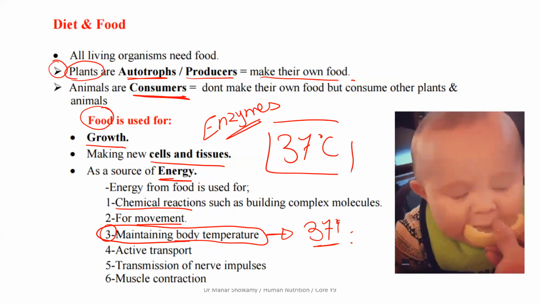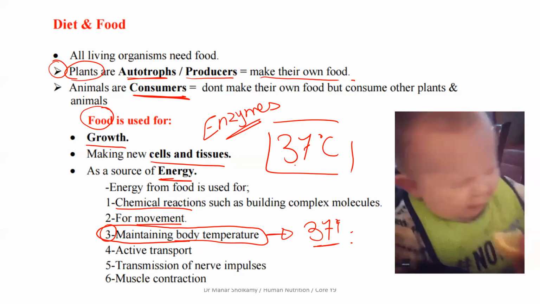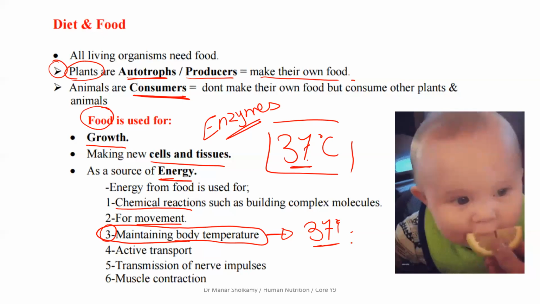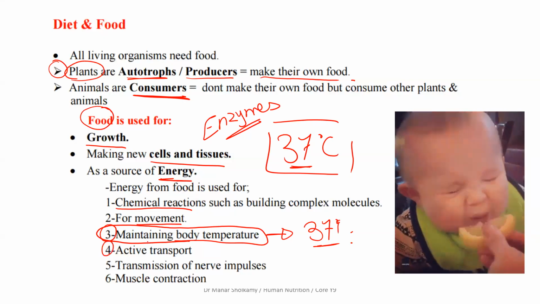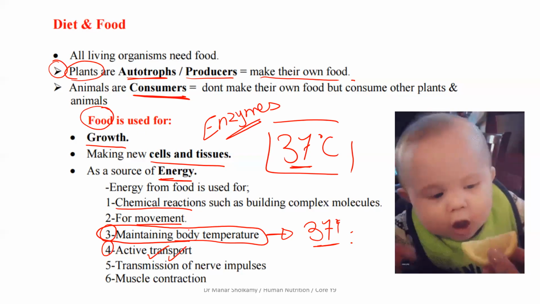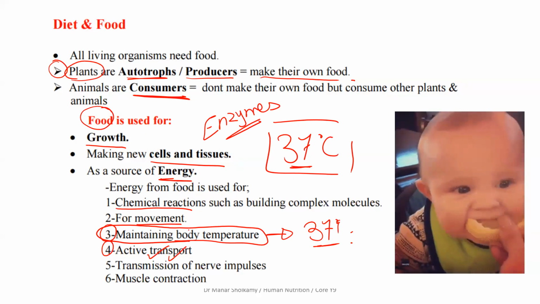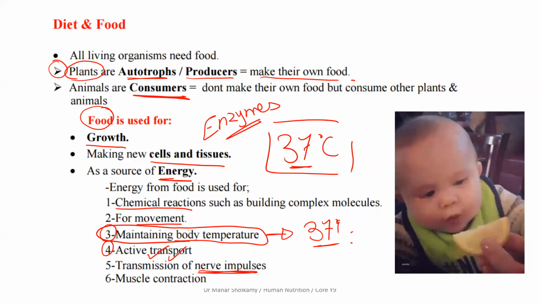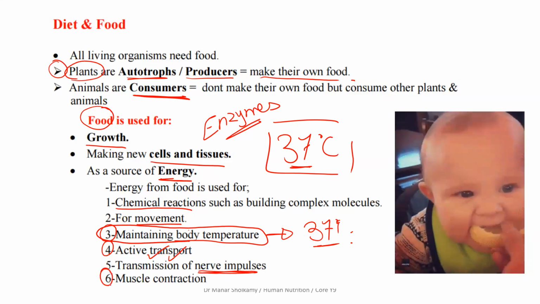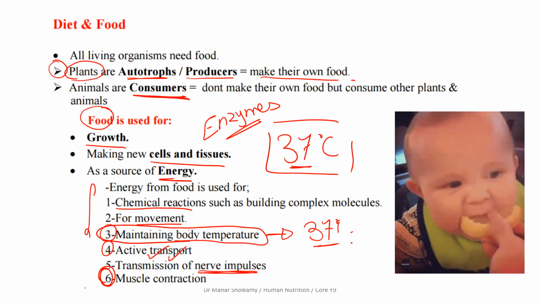Now, keeping the temperature of the body always 37 degrees, this needs energy. So this is one of the uses of energy. We need energy for active transport. You should know what active transport is now. We need energy to conduct nerve impulses for the transmission of nerve impulses. We need energy, of course, for the contraction of our muscles. So these are the uses of energy.